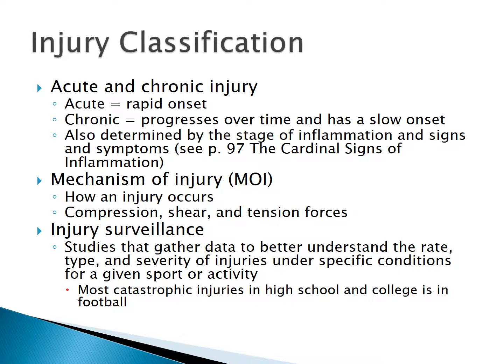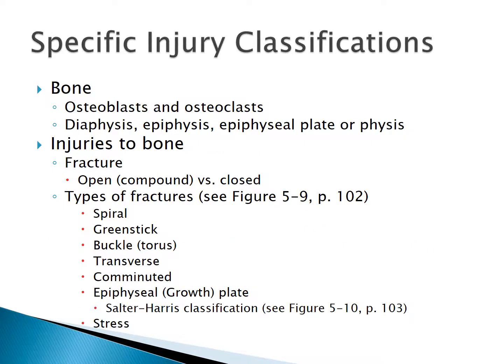An example of the data that comes from doing injury surveillance is that most catastrophic injuries at the high school and college level are in the sport of football. The definition of injury by type, whether it's acute or chronic, only gives us information in very general terms. To learn more about specific injuries and how they are classified, we need to examine the type of tissues involved.